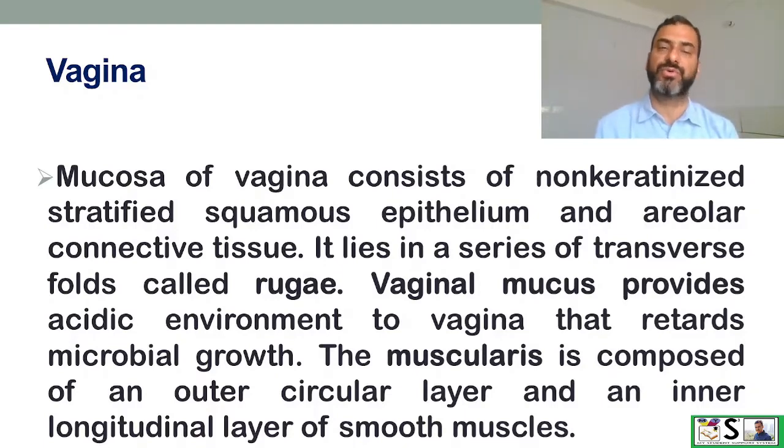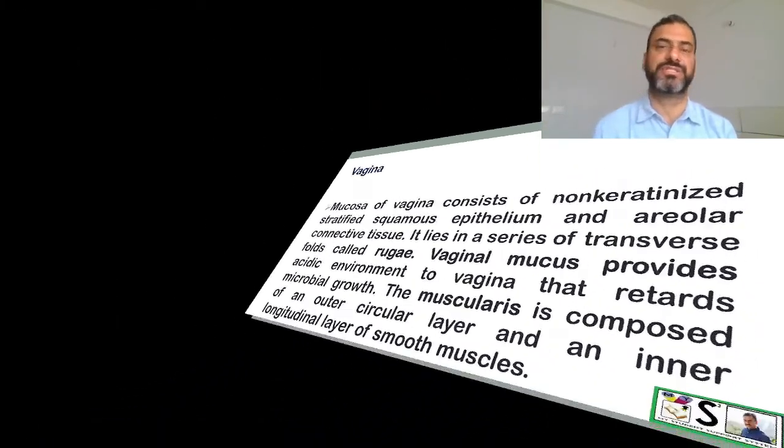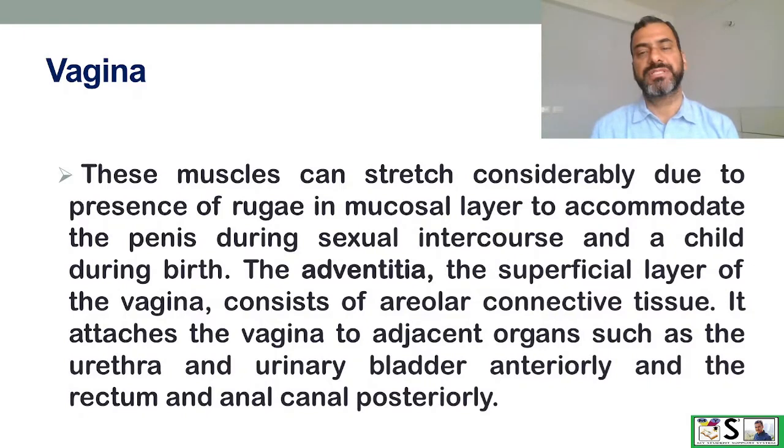The muscularis is composed of an outer circular layer of muscle fibers and an inner longitudinal layer of muscle fibers that are smooth muscles. These muscles can stretch considerably due to the presence of these transverse rugae in the mucosal layer, and this is very important to accommodate the penis during sexual intercourse and a child during birth or delivery. The adventitia or superficial layer of the vagina consists of areolar connective tissue.